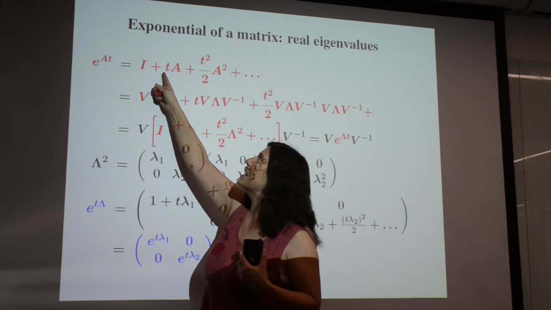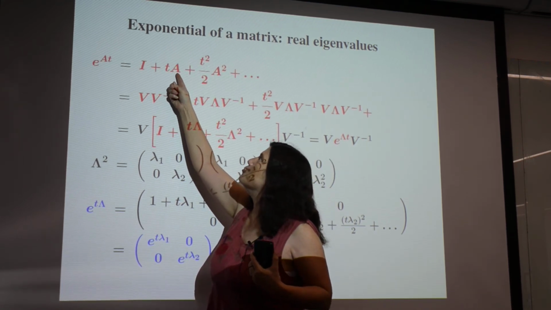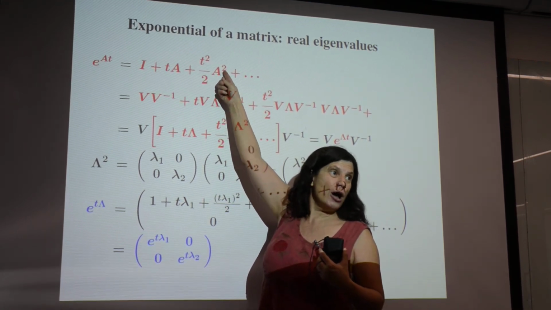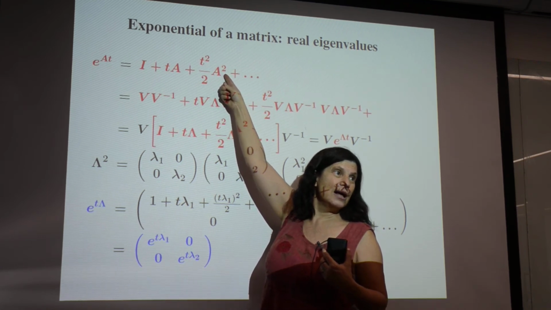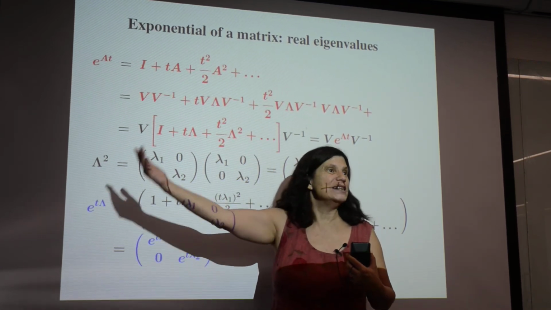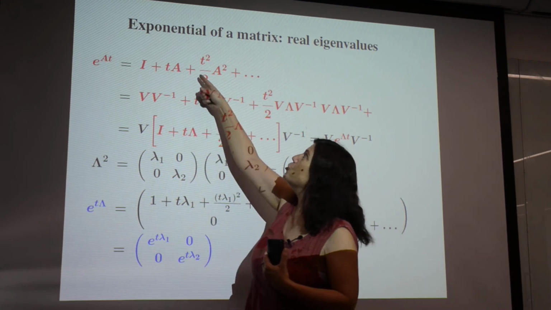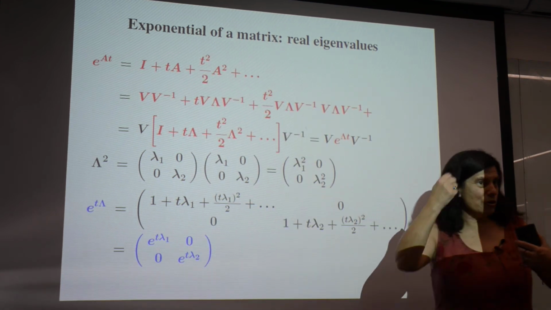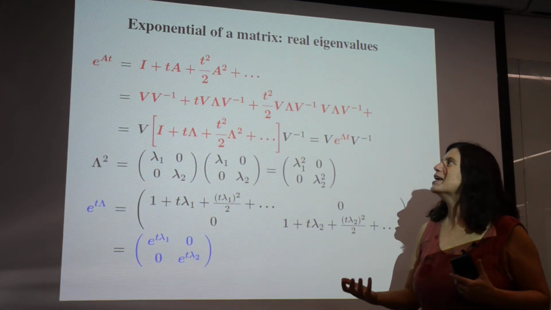And this, of course, has meaning. A squared is the product of two matrices. A cubed gives the product of A times A times A. And you know matrix multiplication, so you can do this. I mean, you can define it that way. How would you actually carry it out?